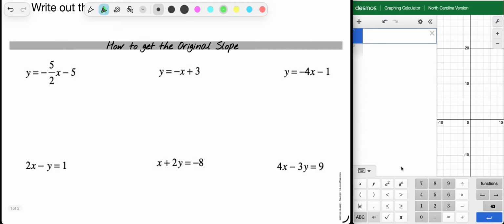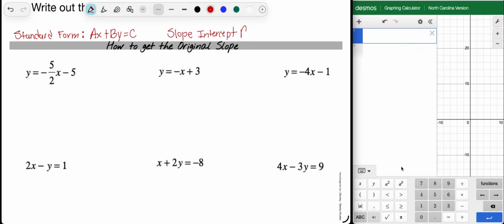But before we do the full 4 steps, let's look at how we can find our original slope. I feel like this is important because they're going to give it to us in 2 formats. One of the formats is what we call standard form. With standard form, you will see it written as ax plus by equals c. The other format is called slope-intercept. Slope-intercept form is going to be your y equals mx plus b. Now let's break that down.